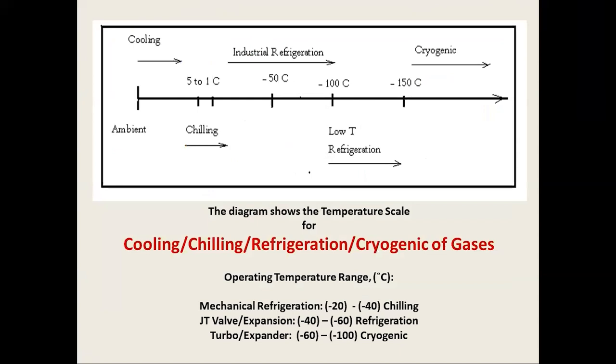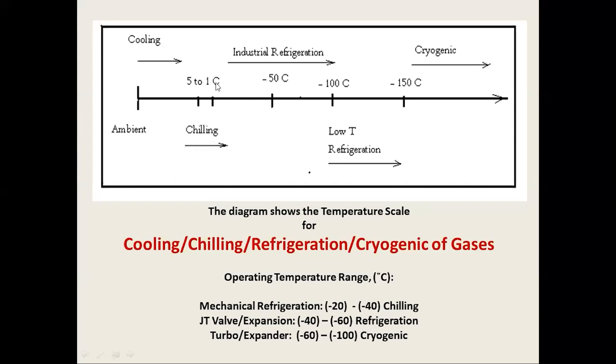Here we have technical terms to organize the way we look at the three methods. Here, we have the ambient temperature on the left, room temperature. By cooling, we mean we lower the temperature down to 5 Celsius, not to the freezing. So we can use cooling water, we can use air coolers, as cooling medium, right? From 5 to 1, it is called chilling, lowering the temperature further, below 5 Celsius.